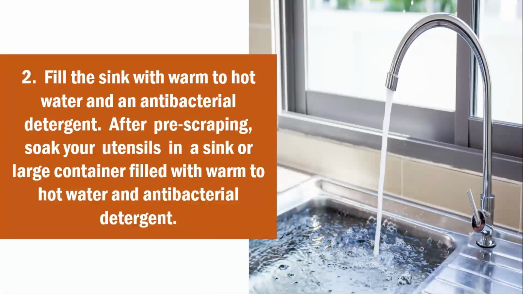Number 2. Fill the sink with warm to hot water and antibacterial detergent. After pre-scraping, soak your utensils in a sink or a large container filled with warm to hot water and antibacterial detergent. Washing dishes in hot water actually lifts away food and grime from dirty dishes, which reduces the amount of time you have to spend scrubbing.